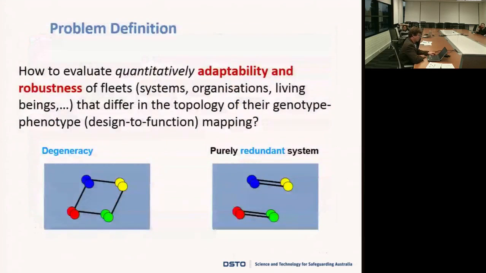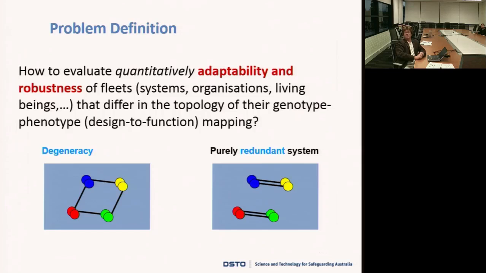Now I'm telling you what we did, not to answer the vehicle modularization problem, but how we, in general, looked at this problem of modularization and more. We pretty much asked this question: how can we evaluate quantitatively concepts such as adaptability and robustness of vehicle fleets that differ in the topology of their design to function mapping, or genotype-phenotype mapping?